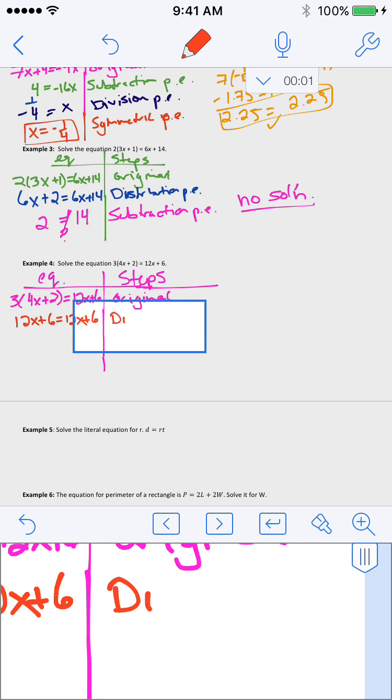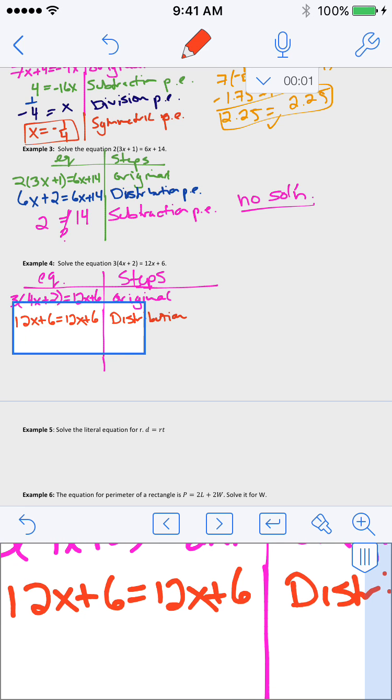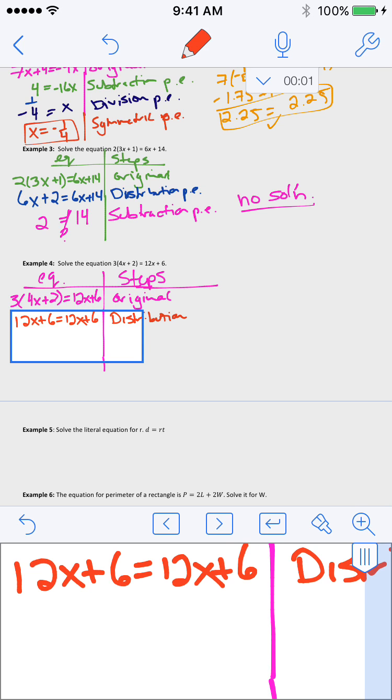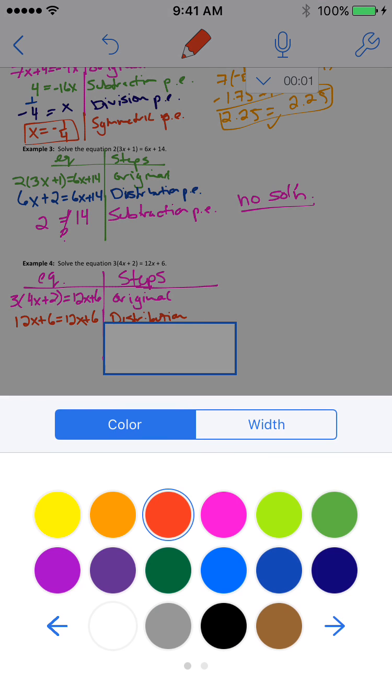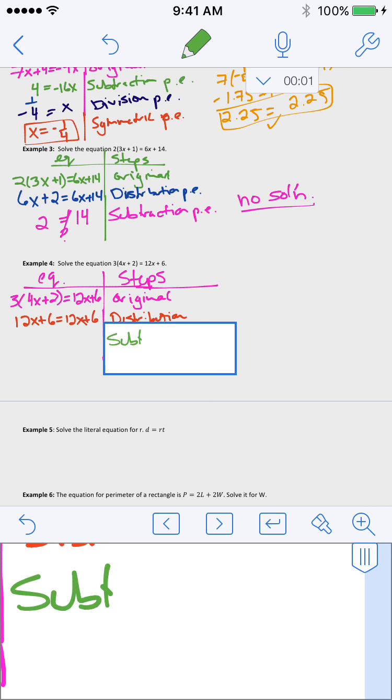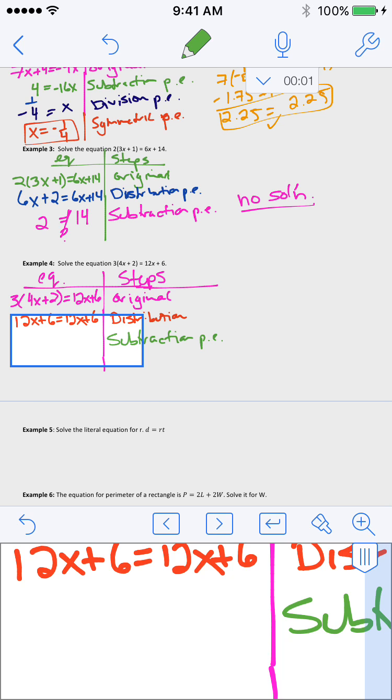So I started with distribution. All right, I'll just keep going like I do. So I want to get all the x's to one side. That's my next step. I'll try subtracting 12x, and we'll call that subtraction property of equality. And when I do that, I end up with 6 on this side and 6 on that side.